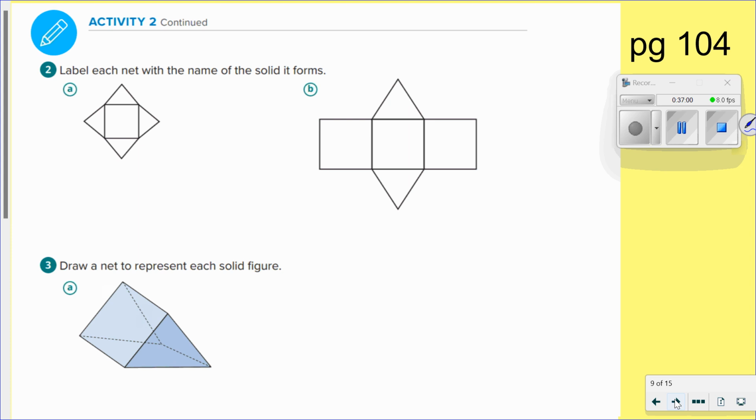Okay, so we're going to go to page 104. One of the big ones on these, if they give you the net, mentally fold it together and see what you get. A huge piece of this is you can kind of count and see what the majority is. So this one I've got 4 triangles, right? You think that's going to be a pyramid or a prism? No, pyramid. So I look at my base shape, which is a square pyramid.